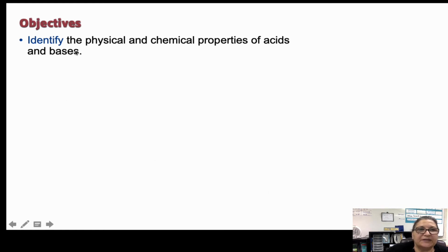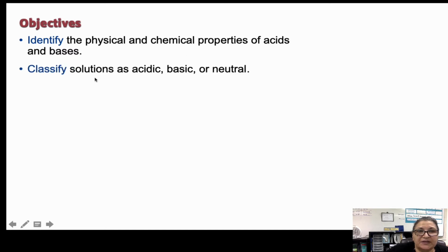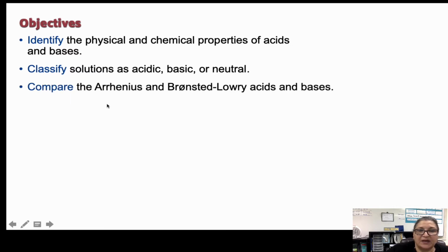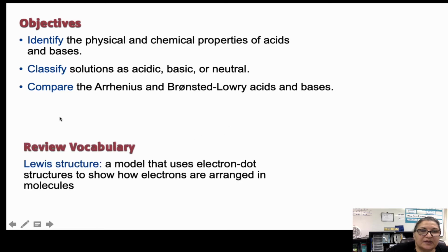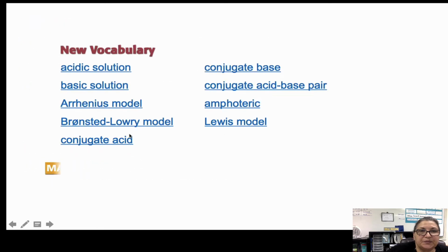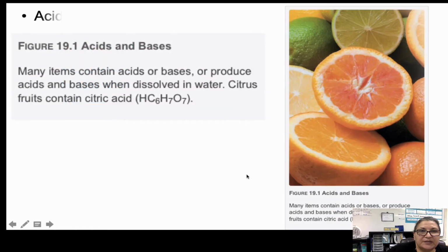Hello everyone. Today we're going to go over section 19.1, acid and base, characteristics of acid and base. So we're going to identify physical properties and classify acidic, basic, and neutral. And we're going to compare Arrhenius and Bronsted acid bases. These are some of the terms.